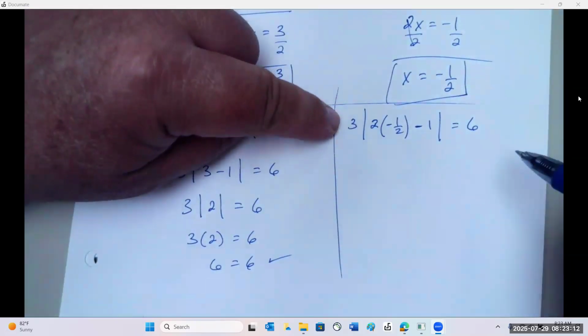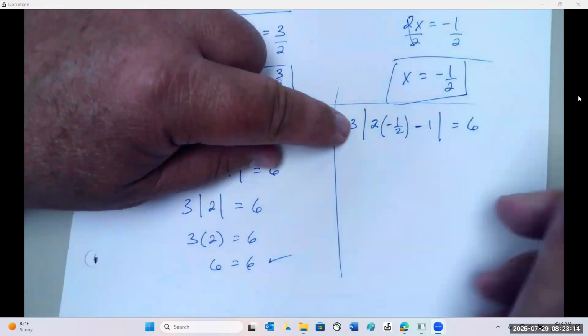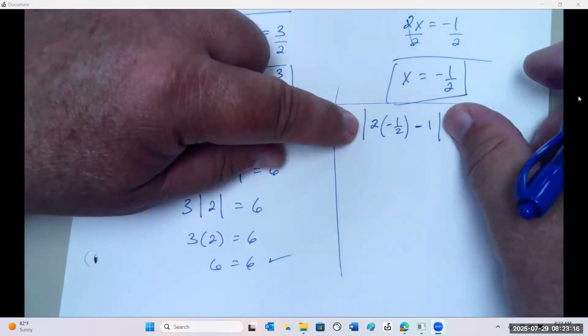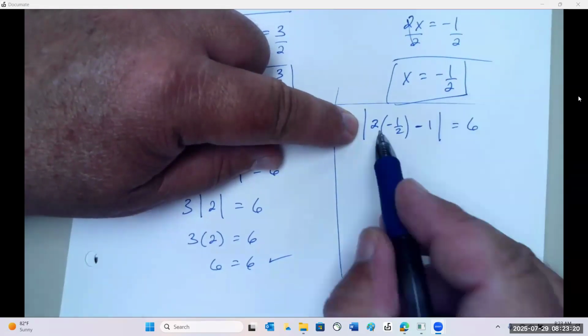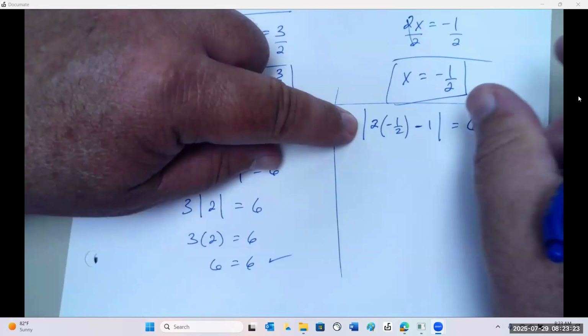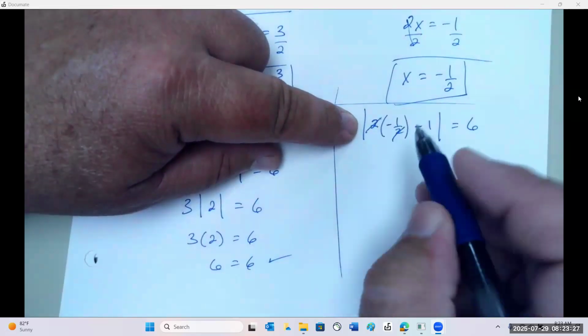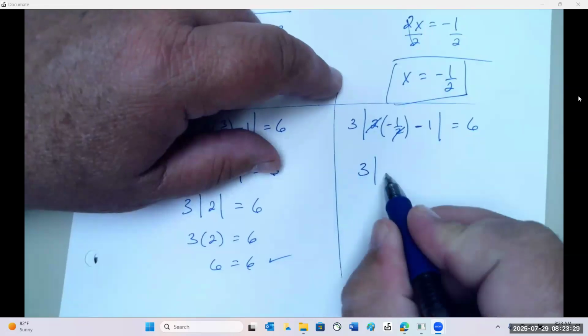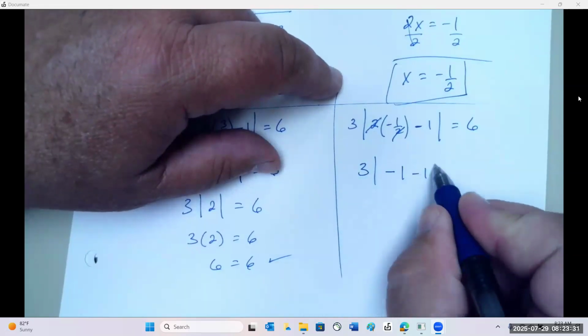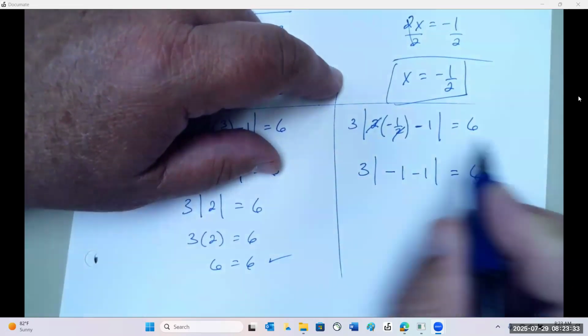Repeat the process on the other side. You have absolute values. That's a special operation. Can we do anything inside there? Is there any multiplication division? Yes, there is. 2 times negative 1/2. That's multiplication. I got to do that first. The 2's cancel. So I get negative 1 minus 1. Those 2's are all gone.